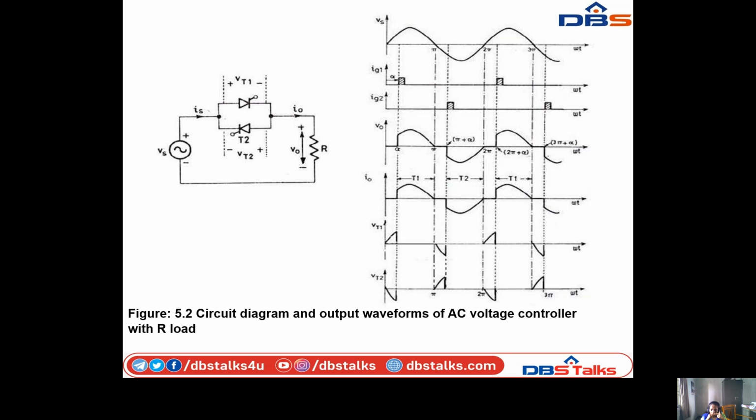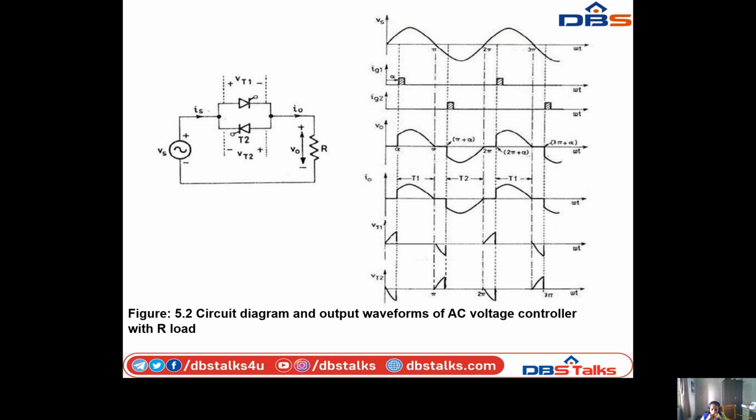In negative mode, from an angle of pi plus alpha to 2 pi, T2 will conduct. When T2 current comes to 0, thyristor T2 will be in reverse bias and no current flows through the thyristor, so the output voltage will be 0. Then again T1 will start with an angle of 2 pi plus alpha and it will conduct up to 3 pi. Okay, so this is the output voltage.